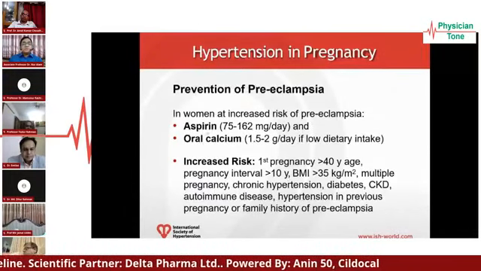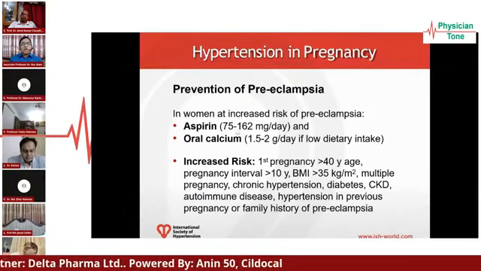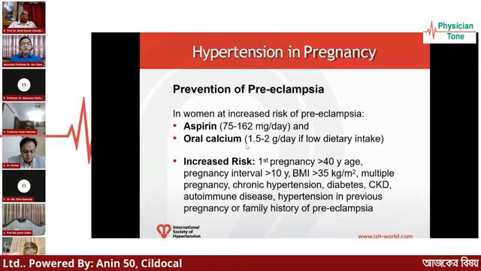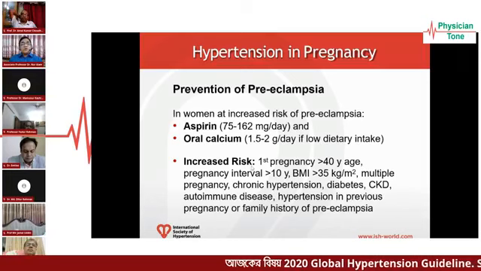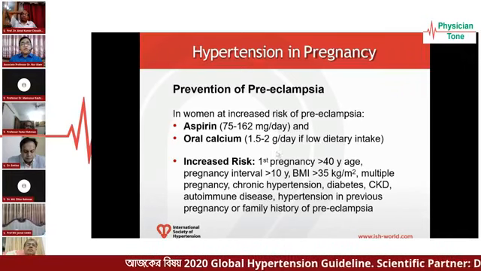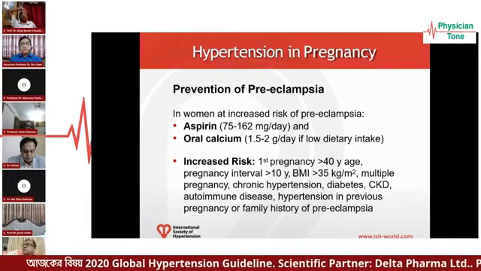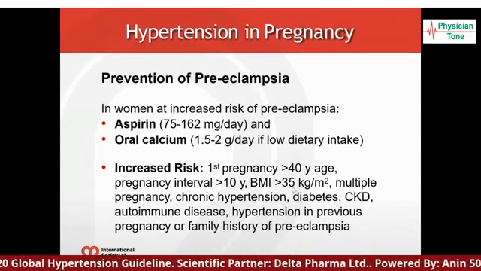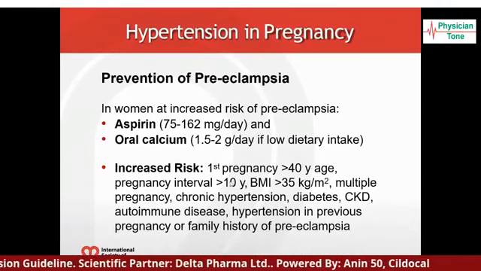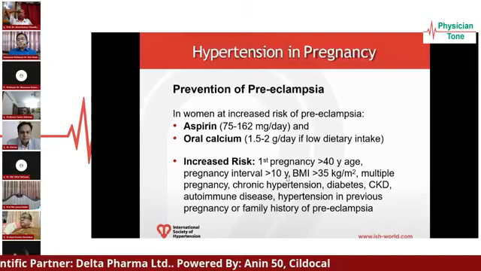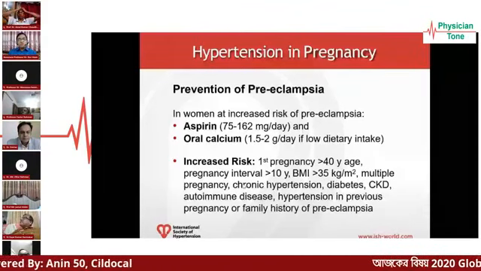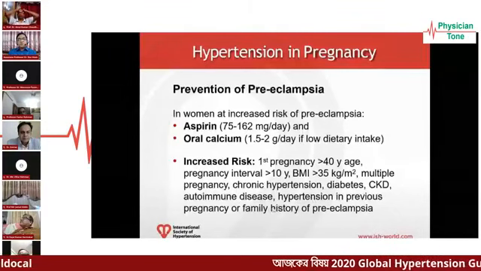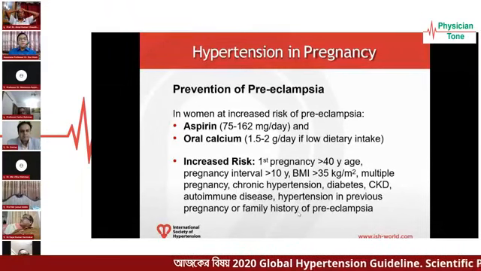And what is the prevention of preeclampsia? Aspirin we can add, oral calcium we can add. What are the increased risks for preeclampsia? First pregnancy over 40 years of age, pregnancy interval more than 10 years, BMI more than 35 kg per meter square, multiple pregnancy, chronic hypertension, diabetes, CKD, autoimmune disease, hypertension in previous pregnancy, and family history of preeclampsia.